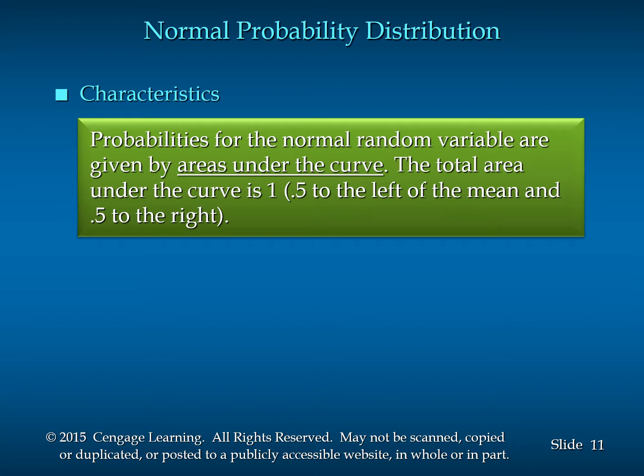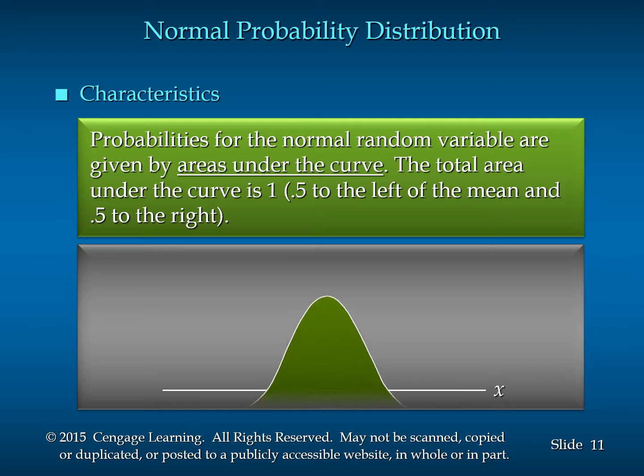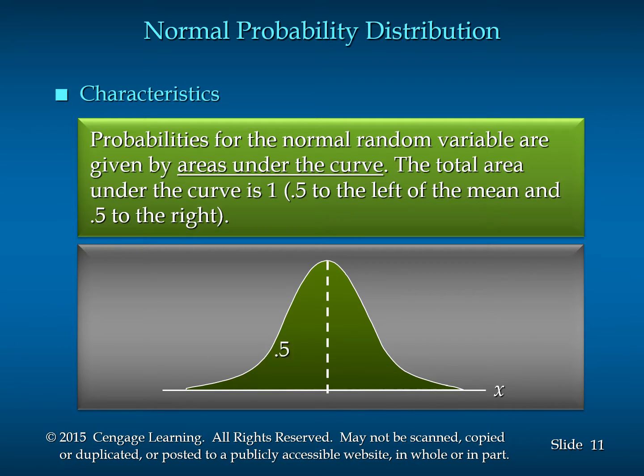Knowing that the normal distribution is symmetric and the mean is in the center, we know that the area to the left of the mean is half the total area. Therefore, the probability of being less than the mean is 50%.